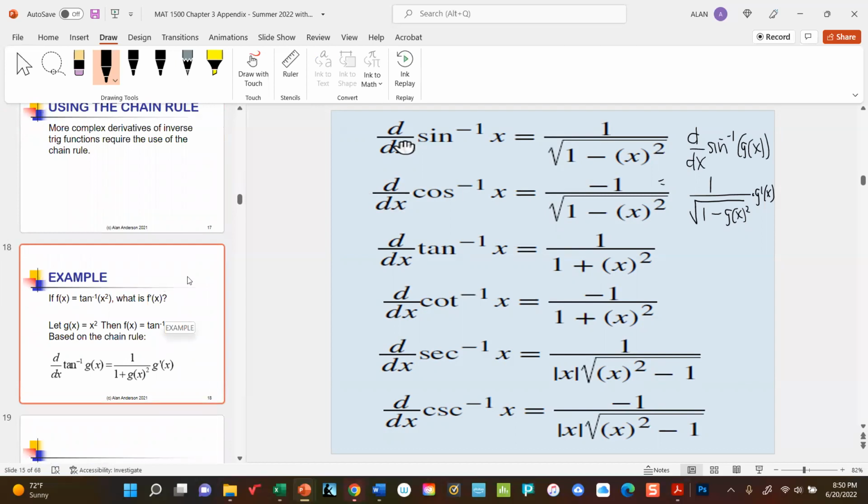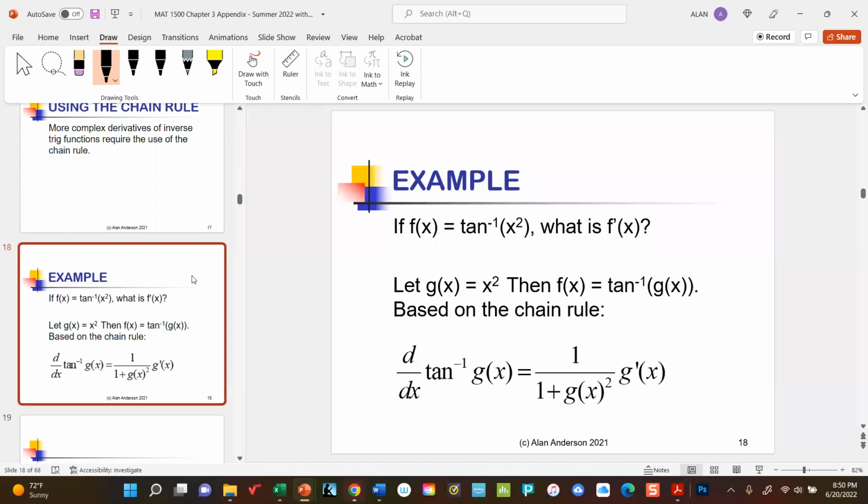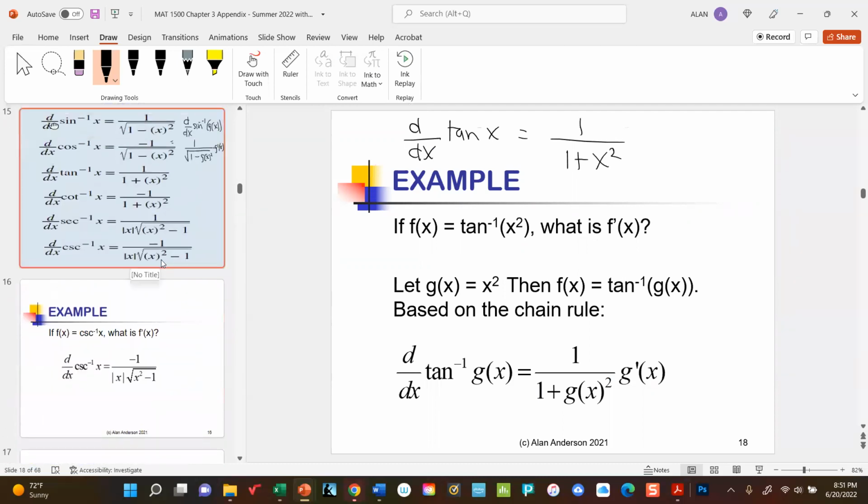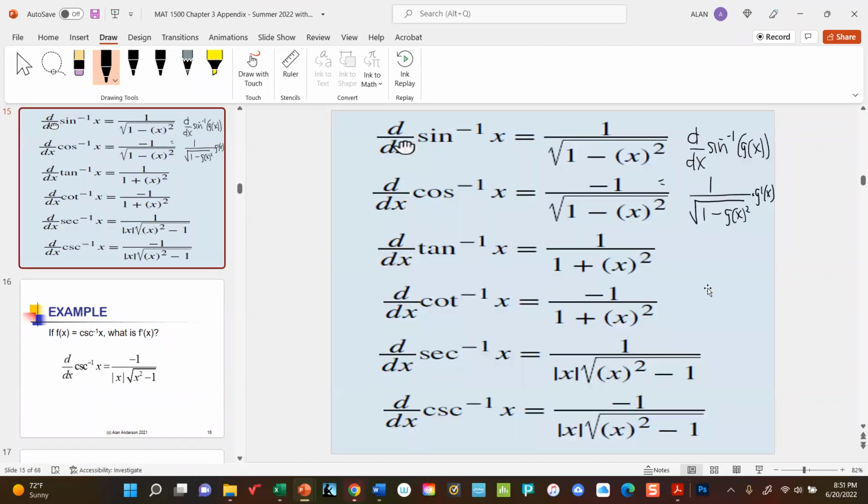Here we go. What if it turns out that we're looking for the arc? The original function is the arctangent of x squared. What then is f prime of x? Now, the tangent in this chart is, and that's all there is to it. It's that simple. You can see it right there.